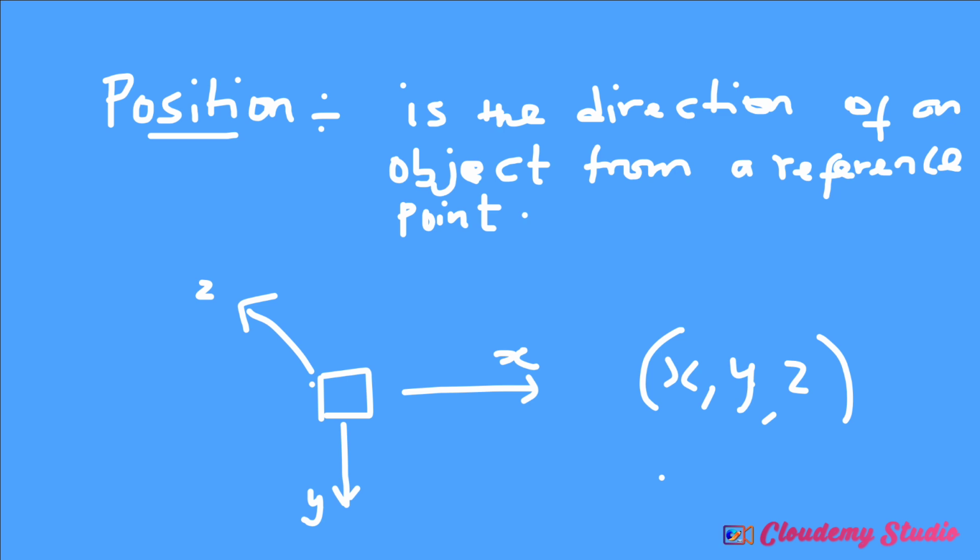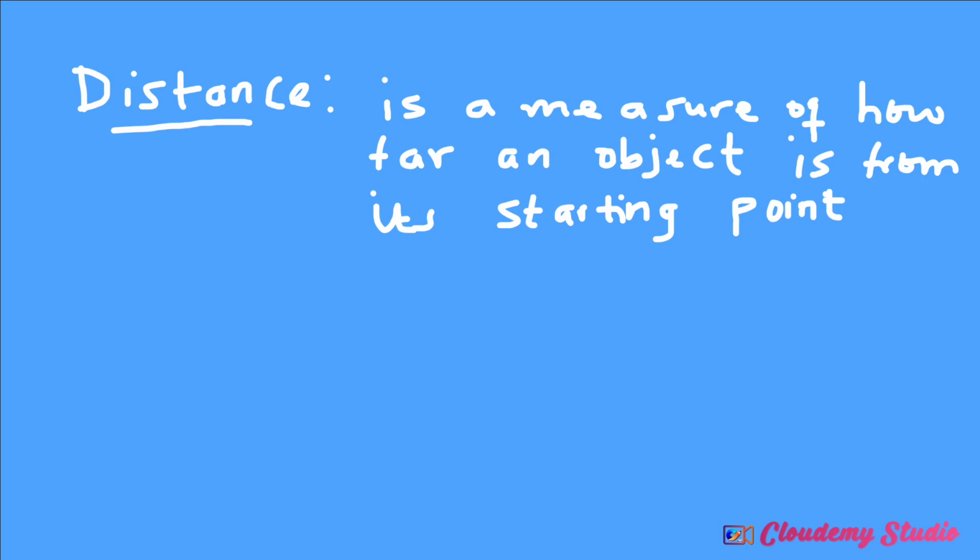What about distance? Distance is a measure of how far an object has traveled from its starting point, or how far an object is from its starting point. Look at this box here. How far is it from here? That gap is the distance.